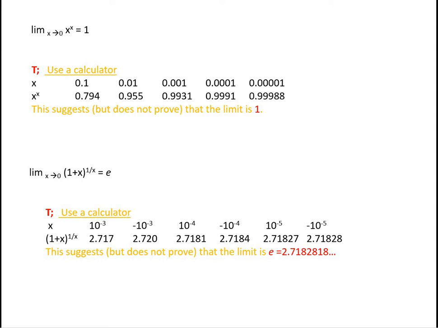Similarly, the next problem, again you take x as 10 to the power minus 3, minus 10 to the power minus 3, 10 to the power minus 4, minus 10 to the power minus 4. So oscillating values actually. 10 to the power minus 5, minus 10 to the power minus 5. And you evaluate by calculator (1 plus x) whole to the power 1 by x. And then you will see that it is gradually converging to a value which is very popular with us, and that is nothing but e, 2.7182818. So I think you will enjoy it by playing with your calculator.